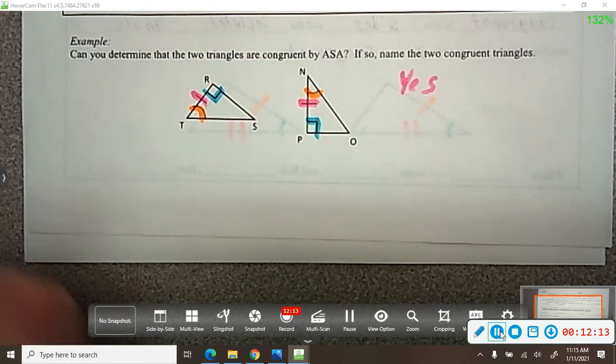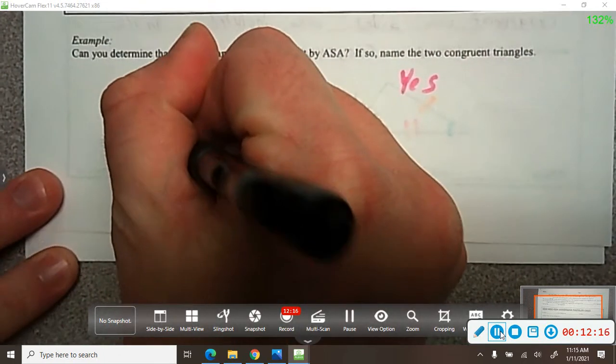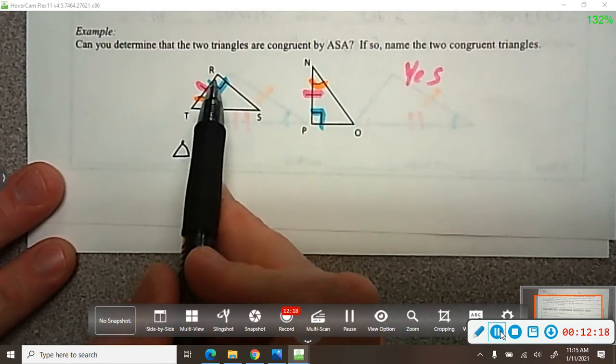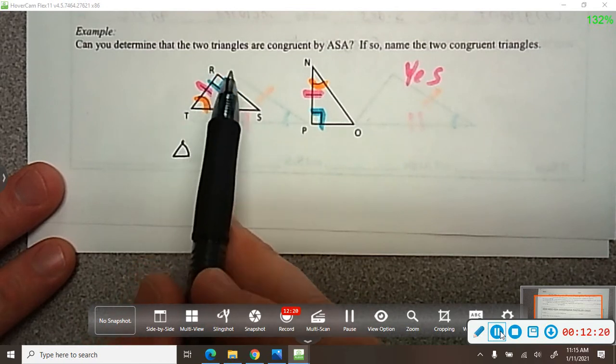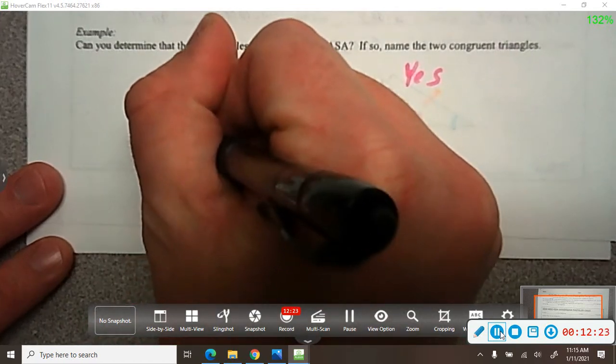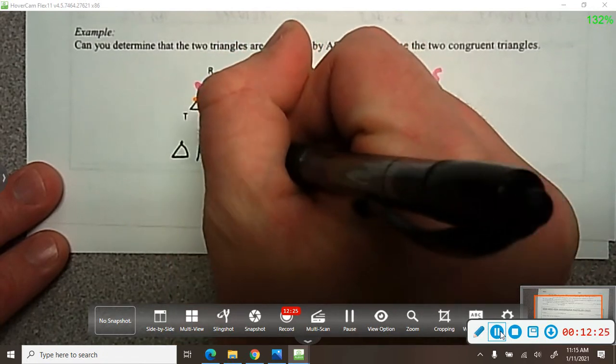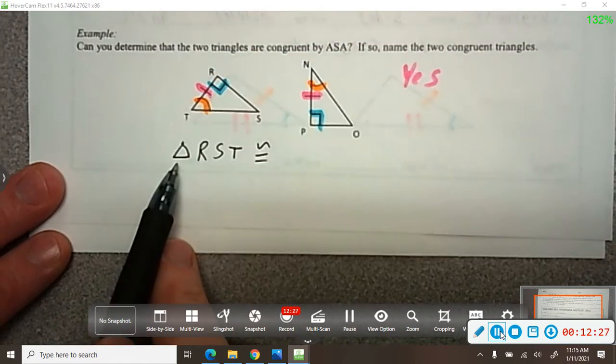Now how would you name it? You would say triangle, and it's your choice where you want to start. I'll just go in alphabetical order. RST is congruent. So I have to start at the same place.